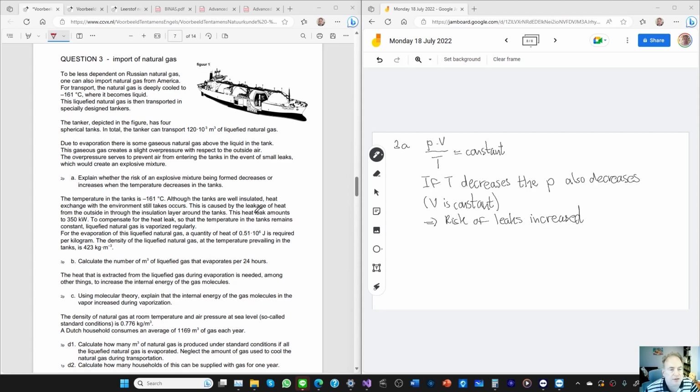This heat is used to evaporate, to pull apart the molecules of the gas. And then this is the density of the gas. Calculate the number of cubic meters that evaporates in 24 hours.